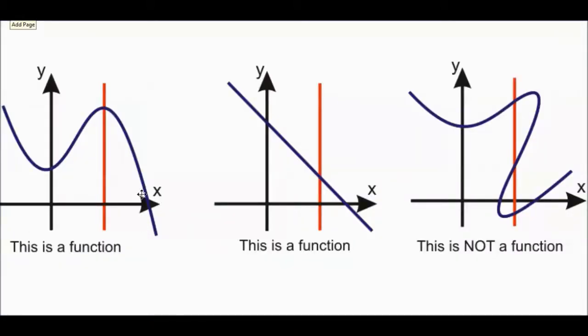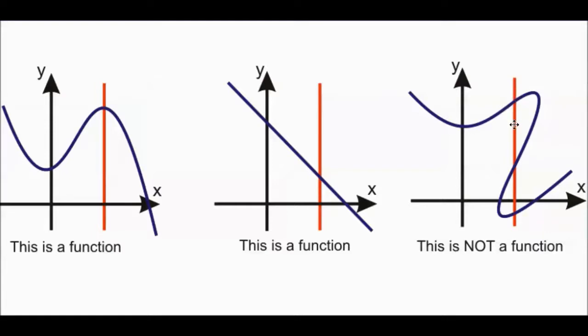So here are some examples of functions. You can see right here, even though it has curves and bends, it's still a function, because if I were to drag that red line across there, it's only going to touch at 1 point. This is also a function because it's only going to touch at 1 point. Whereas this right here is not a function.